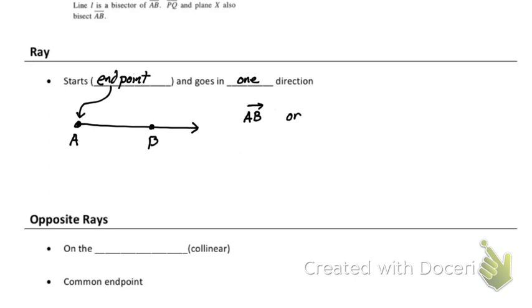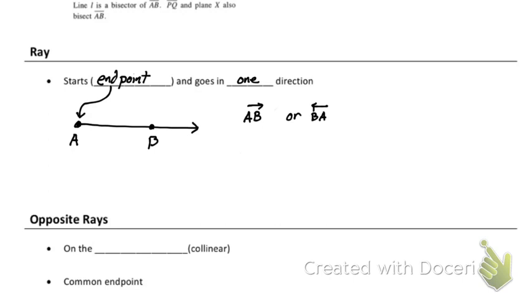Some people switch it up and do it BA, as long as the A is by the endpoint and the B is by the arrow. Typically, we always write it left to right. No matter what, we write it left to right. Any book's going to have it left to right. Any program's going to have it left to right, but there's technically nothing wrong.